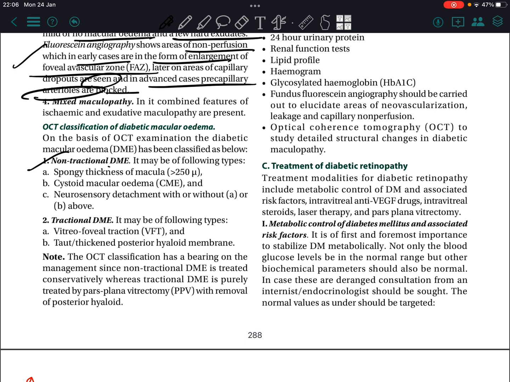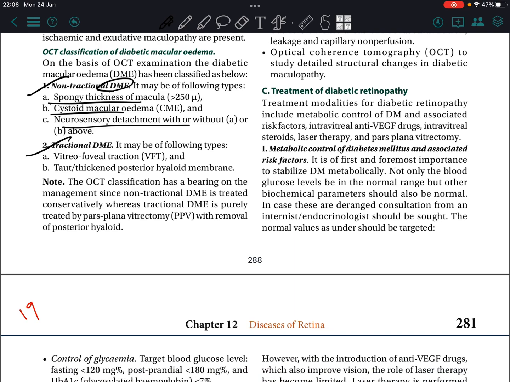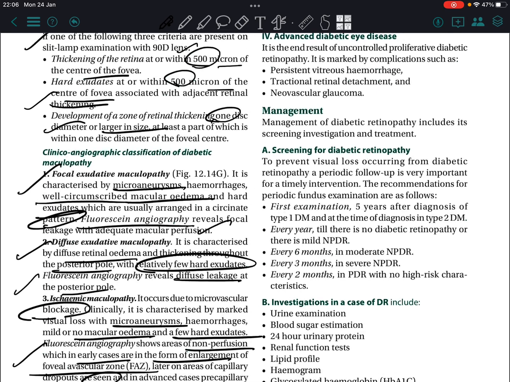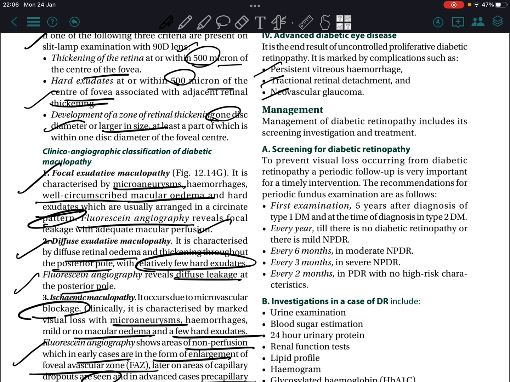OCT classification: non-tractional DME. It may be of the following types: spongy thickening of the macula, cystoid macular edema, neurosensory detachment with or without the above. Tractional DME: vitreofoveal traction, taut thickened posterior hyaloid membrane. Advanced diabetic eye disease: persistent vitreous hemorrhage, tractional retinal detachment, neovascular glaucoma.